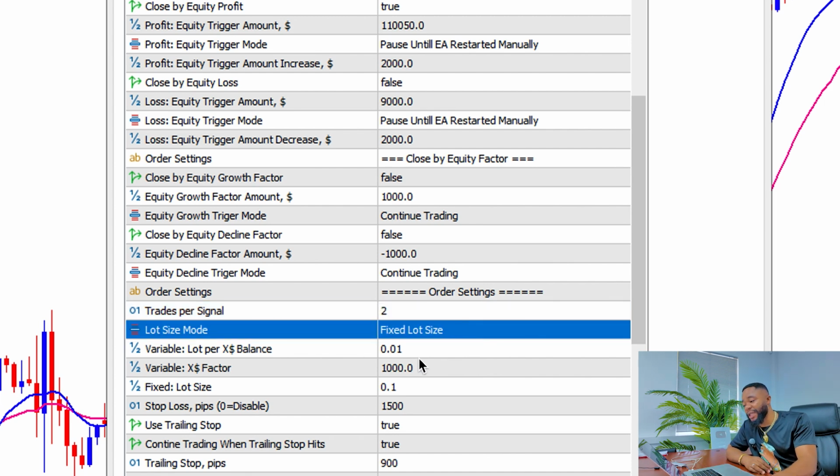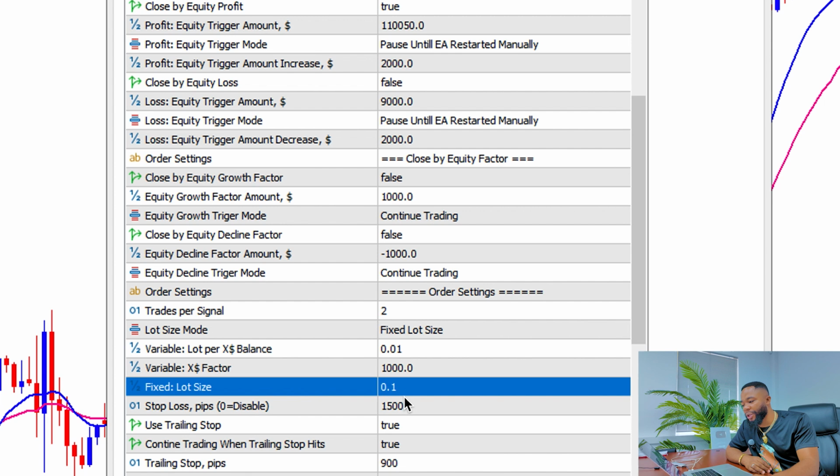Then you put it on fixed lot size. It means any lot size you put here on fixed lot size is going to apply to every trade that is open here. At any point in time, irrespective of your account balance, this lot size is always going to be respected. I don't know if that makes sense. At any point in time.